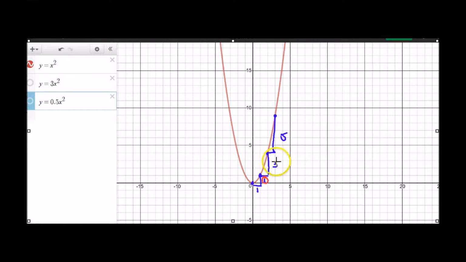So 1, 3, and 5, which means I go over 1, up 1, get a new point, over another 1, up 3 from that second point, because my vertex is my first point, and then I go over another 1 and up another 5, and that'll give me a good section of the arm of the parabola. That is when we're in the most basic form, so basically when a is equal to 1. And I'm going to show you in a second what happens when a is a little different.